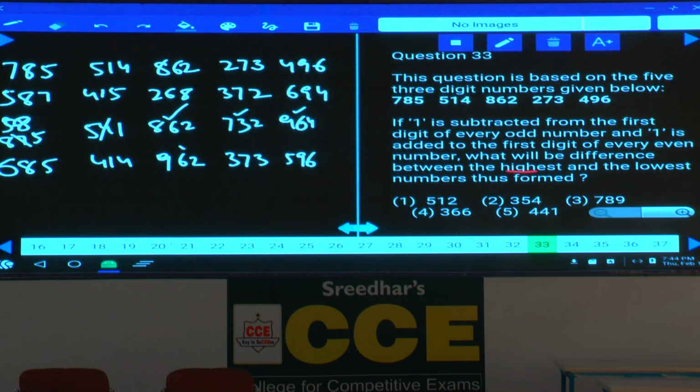What is the highest number here? 962 and lowest number is 373. Now the difference between these two is so much. The last digit must be 9. Now among the given choices, 9 at the last digit is given only in choice 3. Clear now? Now this is about choice 3, question number 33. 789 is the answer.